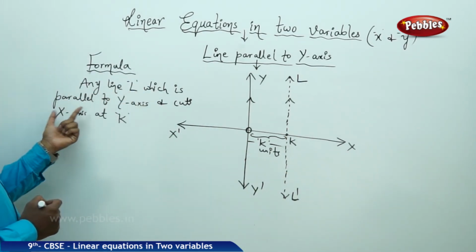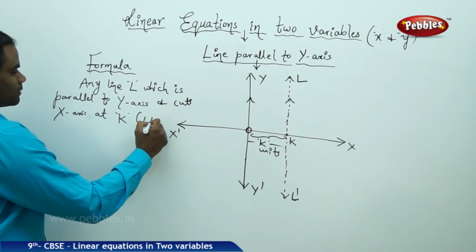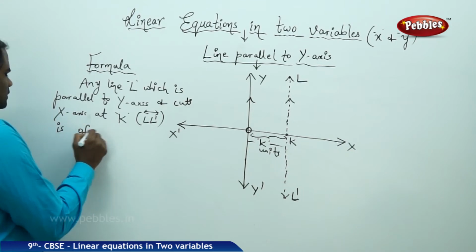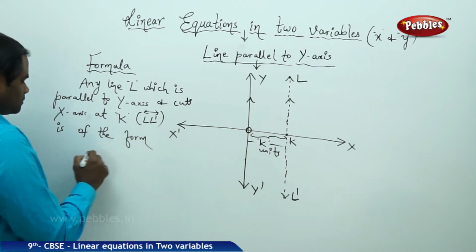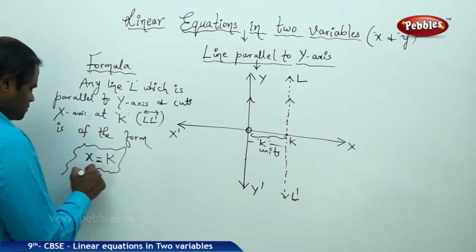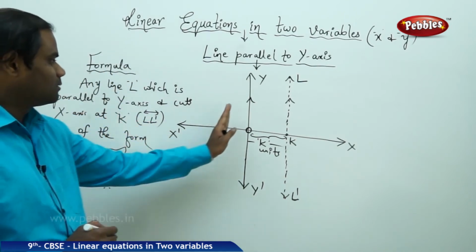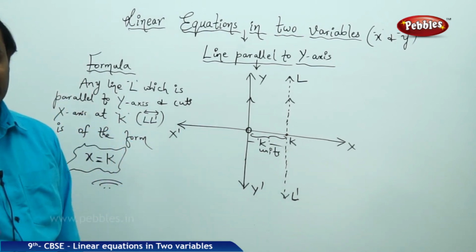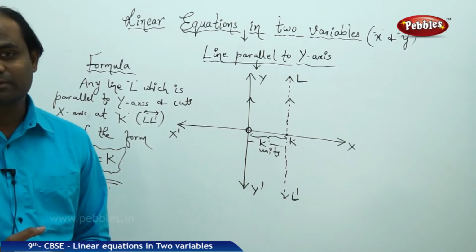So any line L which is parallel to y-axis and cuts x-axis at k, in this case the line being L, L dash, that line is of the form x equals k. That is how I understand the formula. Any line parallel to y-axis and passing through k, cutting x-axis at k, that is when the x-intercept is k, then the equation of the line L is of the form x equals k.